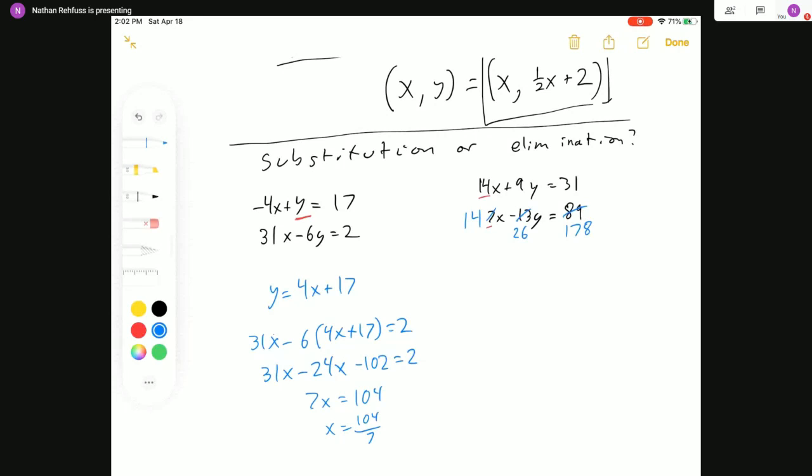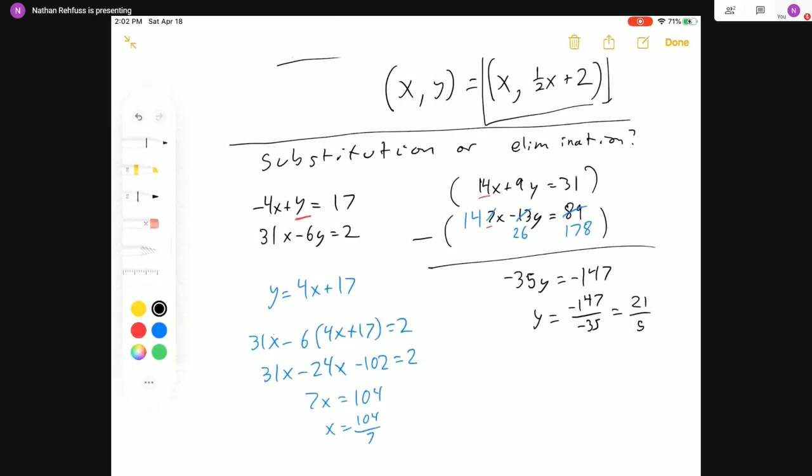So then I can subtract the bottom line from the top line, and I get 9 minus 26 is negative 35. And 31 minus 178 is negative 147. So now all I need to do is divide both sides by 35. Nice thing is these both have a factor of negative 7, so the top becomes 21 and the bottom becomes 5. And it's not super pretty, but that's a lot easier than the first step would have been in substitution, or if I had tried to eliminate the y's.